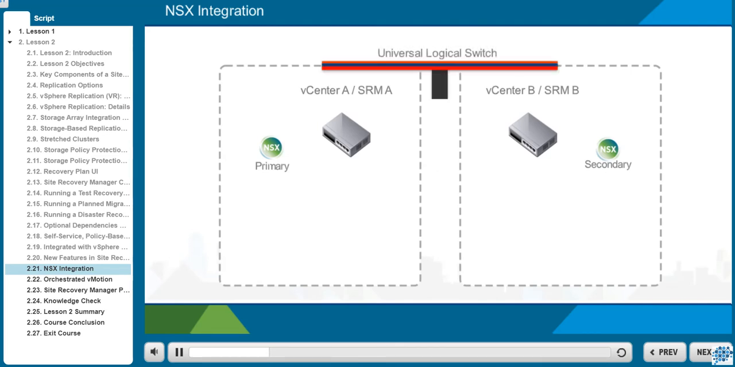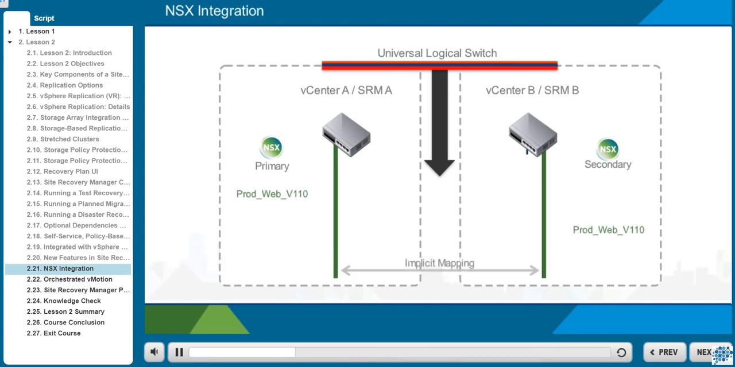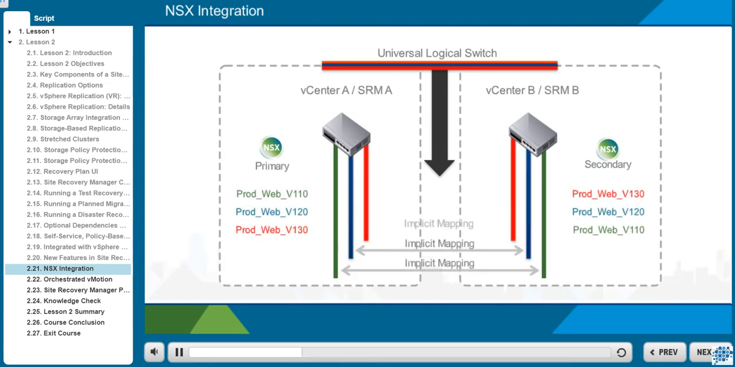NSX 6.2 supports creating universal logical switches, which allow for the creation of Layer 2 networks that span vCenter boundaries. This means that when utilizing universal logical switches with NSX, there will be a virtual port group at both the protected and recovery site that connect to the same Layer 2 network. When virtual machines are connected to port groups that are backed by universal logical switches, Site Recovery Manager 6.1 will automatically recognize this and not require manual network mapping between the protected and recovery locations.